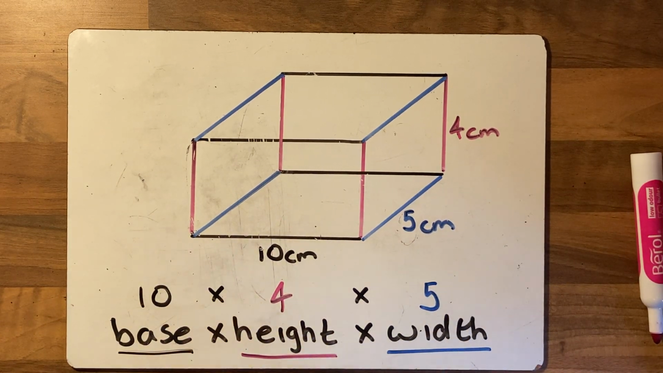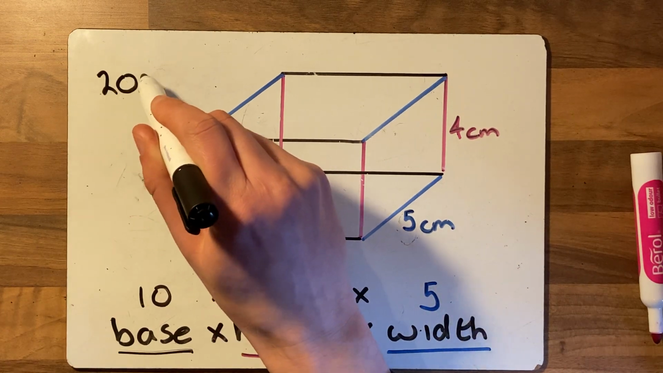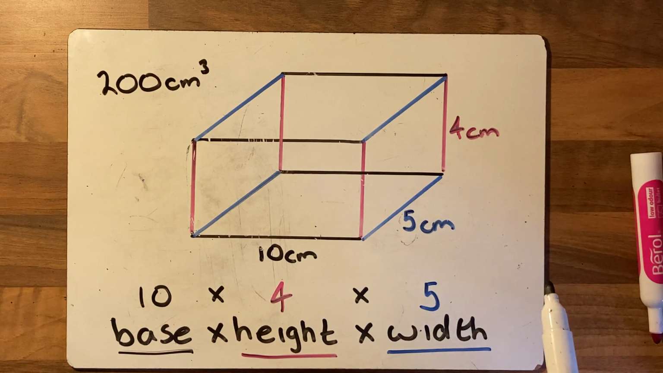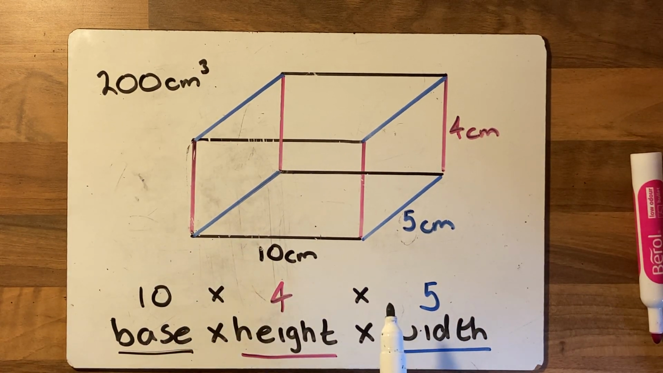So what I would recommend, particularly because it's got a 10, is if you multiply 5 by 4 first of all, which is a nice easy one to get to 20, and then have 20 times by 10 to get us to 200 centimetres cubed. Okay, now we could have done 10 times 4 to get us to 40, and then had 40 times 5 to get us to 200, but that was a bit more straightforward, wasn't it?